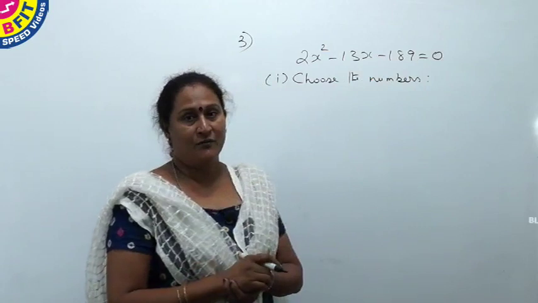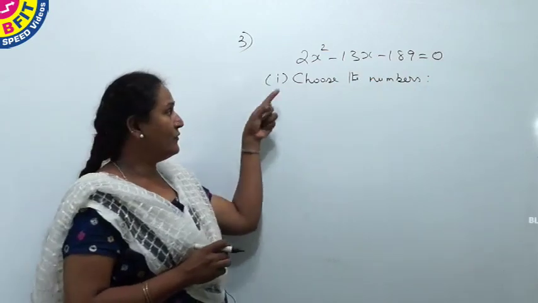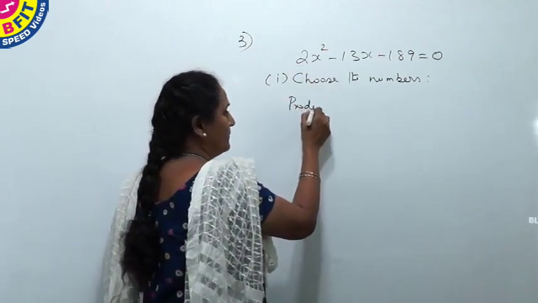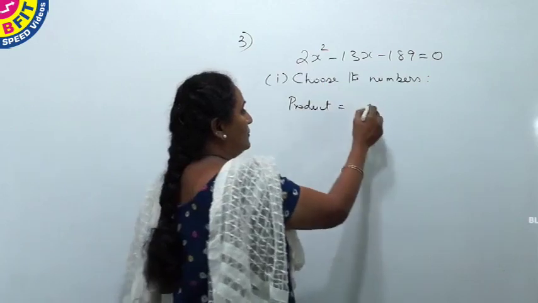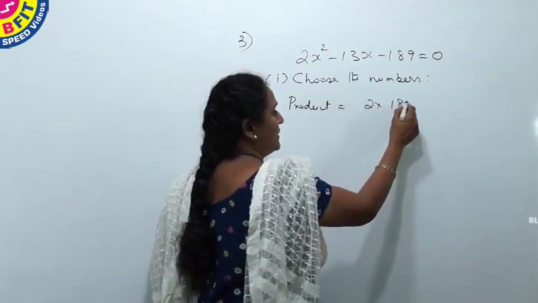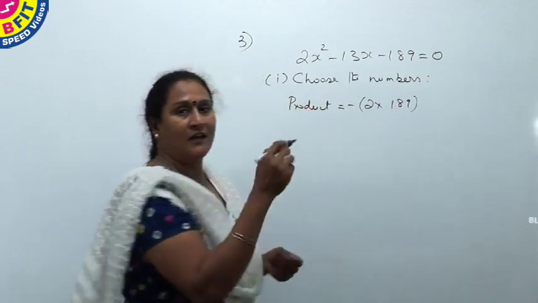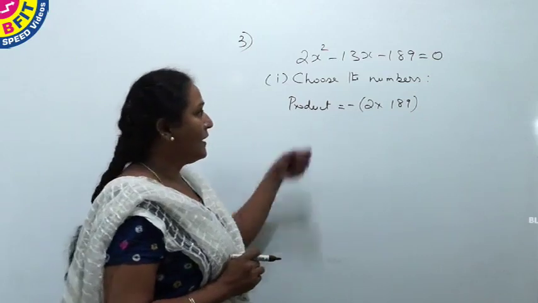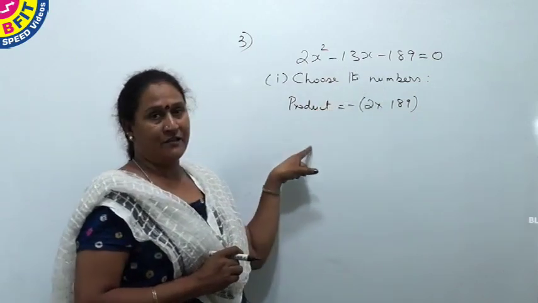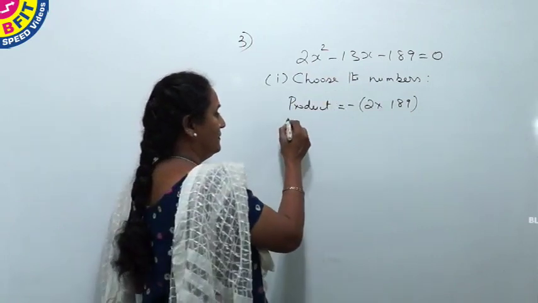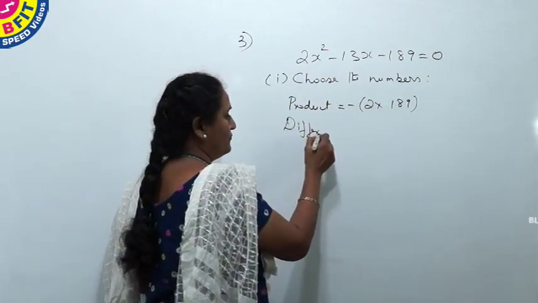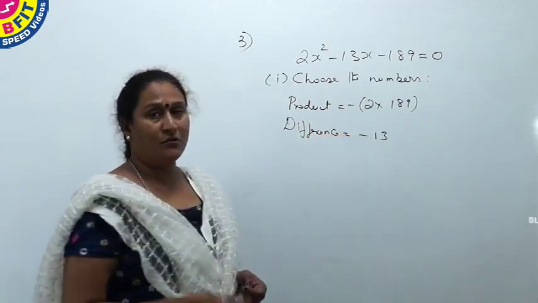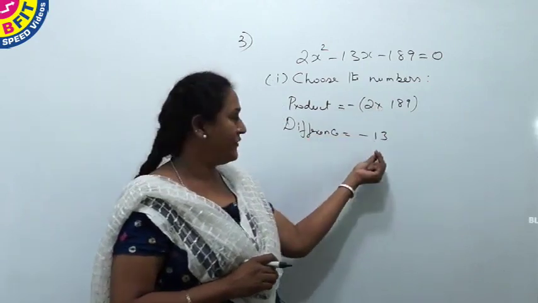Earlier we saw the x square coefficient was 1. Now you have coefficient for x square as 2. So the product should be 2 into minus 189, so we'll have the minus sign outside the brackets. So the product should be 2 into 189, and as you have minus here, write difference. Difference should be minus 13. So now to choose the numbers, product should be this and difference should be 13.